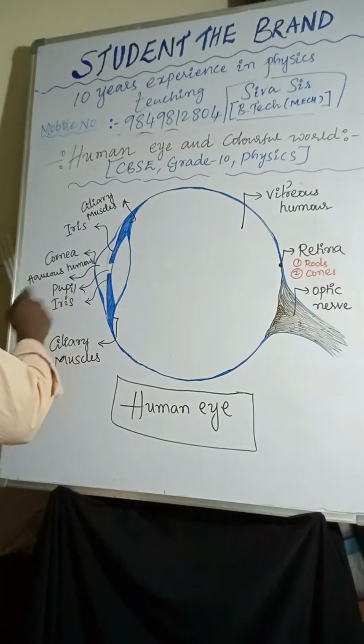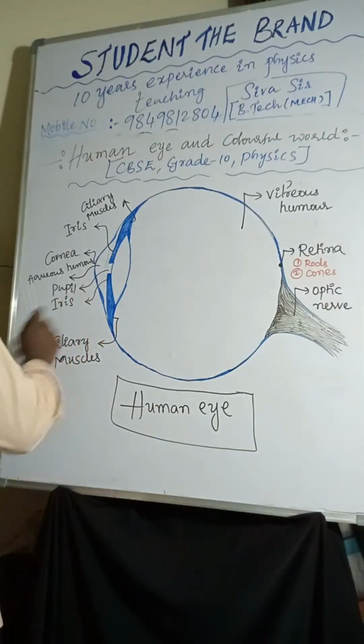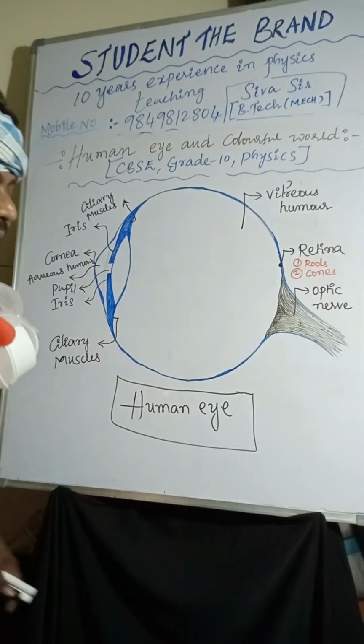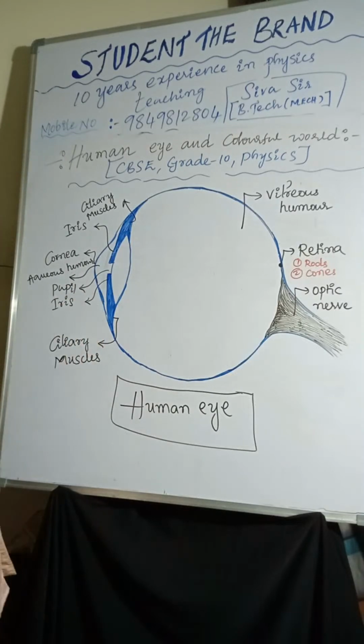Aqueous humor is a jelly type liquid present between the cornea and the eye lens. It gives blood and nutrition to the central cornea.